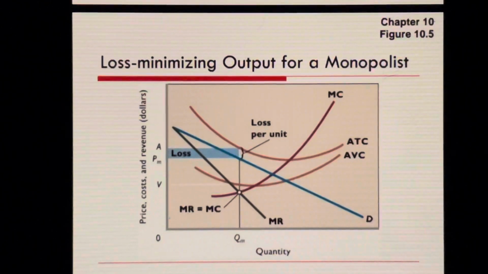Loss-minimizing output for a monopolist. In this figure, we can find the price, cost, and revenue in dollars, and how the quantity relates to them. Marginal revenue is equal to marginal cost. The loss per unit will be sustained.